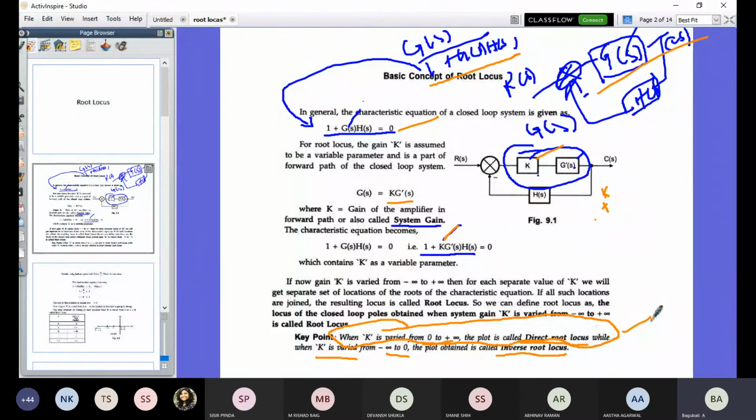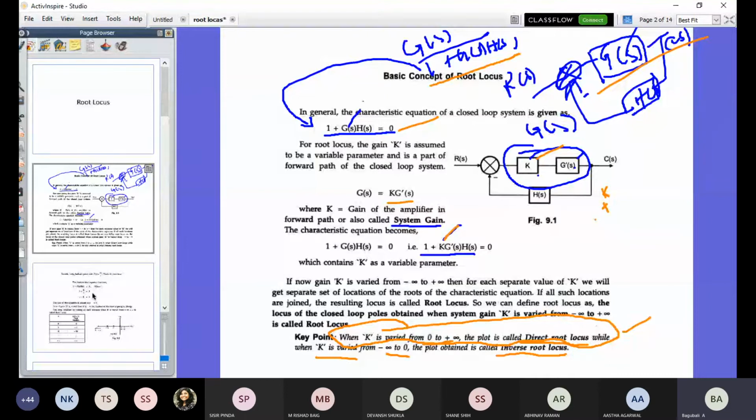Any doubt, dear? Any doubt in that? No, sir. What is root locus? Okay. Can I move to the next step? Just one simple example, then I will move on to the procedure for root locus construction.